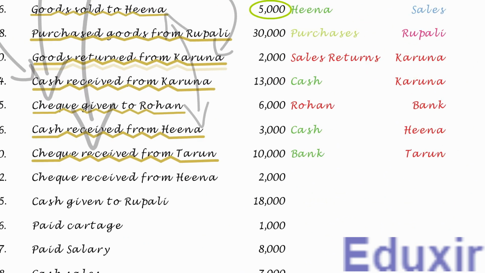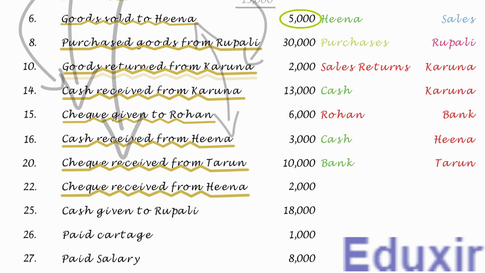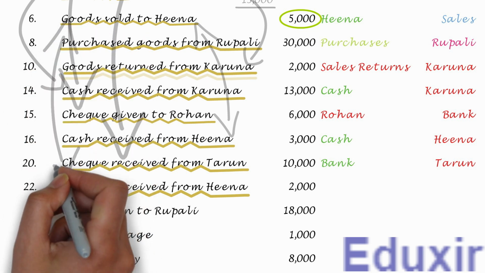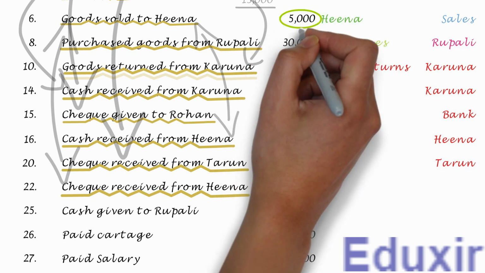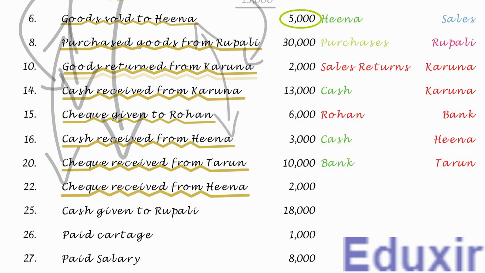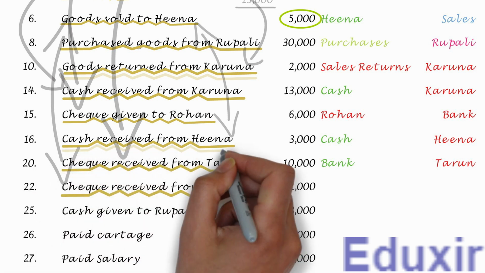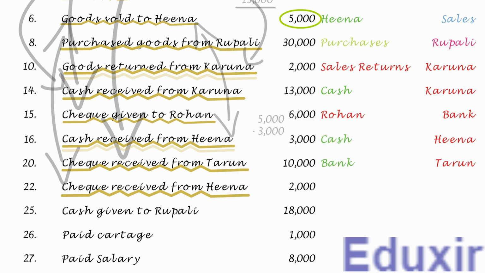In this transaction, the business has received a check for 2000 rupees from the debtor Hina. Note that this transaction is related to the transaction done on 6th January, wherein the business has sold goods worth 5000 rupees to Hina. Also note that on 16th January, Hina has paid 3000 rupees in cash. From 5000 rupees, if you subtract 3000 rupees, the business still has to receive 2000 rupees.